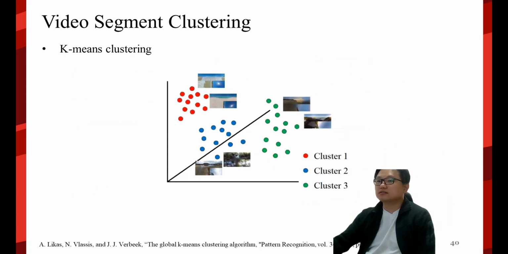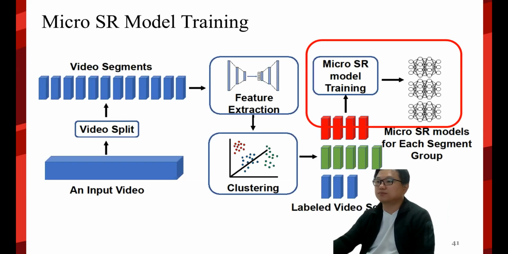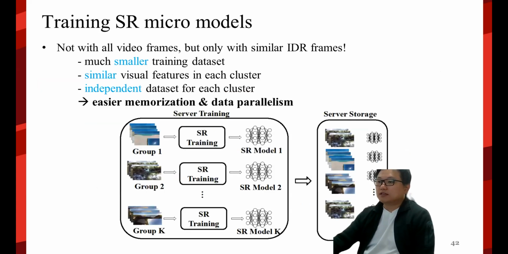Okay, so scene 1 is clustered into this same environment. Scene 2 and scene 3, we can cluster into the same group. Then from there, we trained the video model. Then I trained SR model 1, SR model 2, SR model K, which means from the low quality to the highest quality.